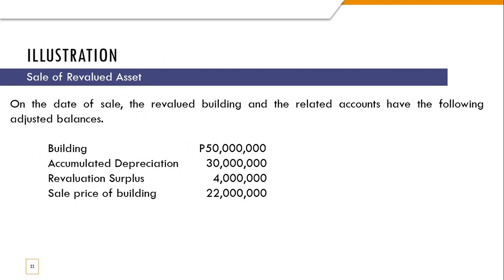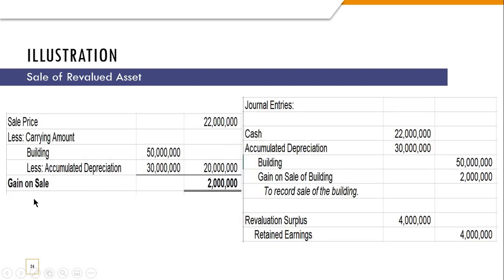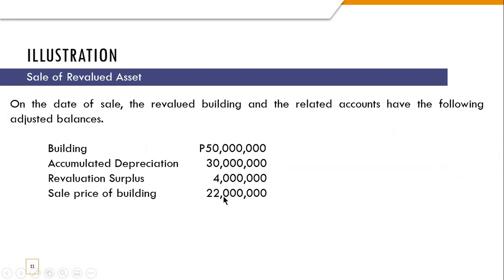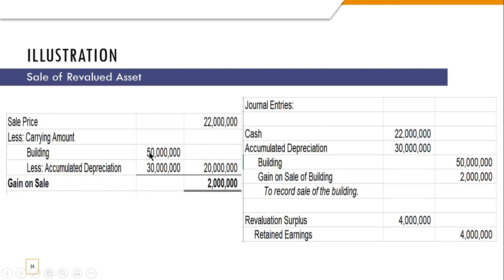So on the date of sale, the revalued building and the revalued accounts have the following adjusted balances. So ito siya. May building balance na 50 million, may accumulated depreciation na 30 million, may revaluation surplus balance na 4 million, may selling price na 22 million. So, to compute the gain or loss, that's gonna be selling price na 22 million minus carrying amount. No? So, yung carrying amount natin, simple lang. Building natin, 50 million, accumulated depreciation, 30 million. So, 50 minus 30, that's 20 million.